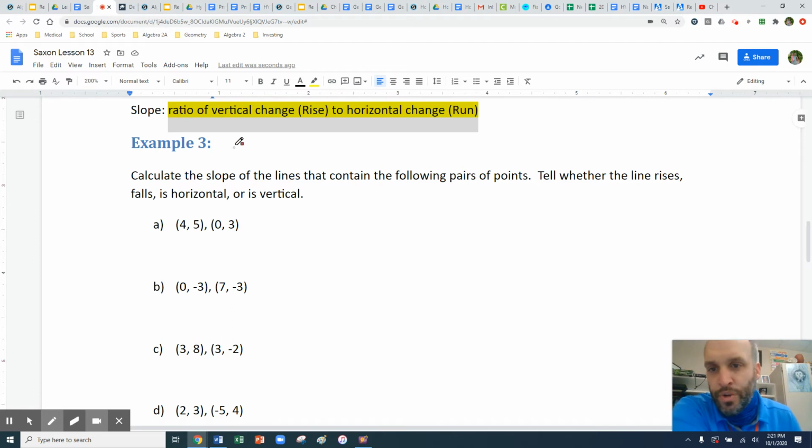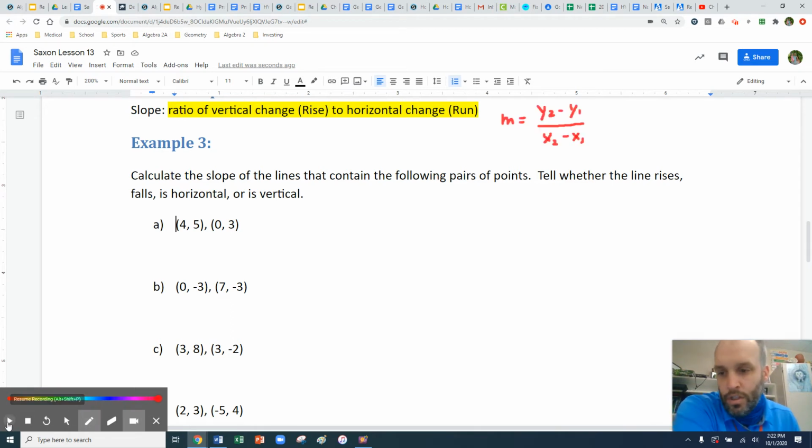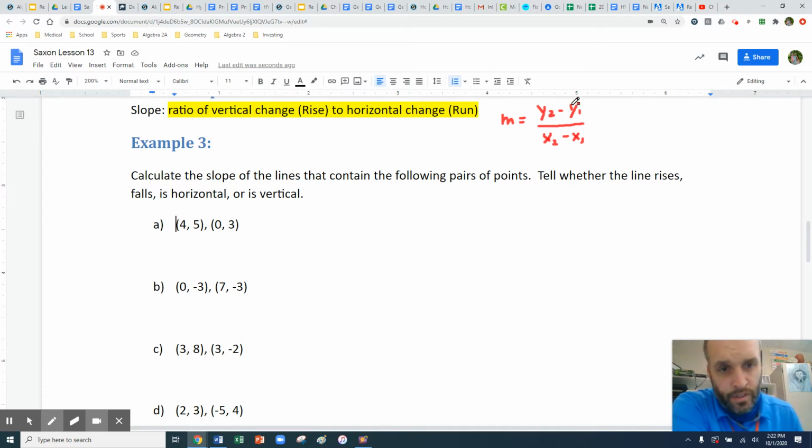Slope's definition is the ratio of vertical change compared to horizontal change. And sometimes that vertical change is called the rise, horizontal change is called the run. So it's a rate of change of how your line is traveling from point to point. To calculate our slope, we're going to take y2 minus y1 over x2 minus x1. So we're going to take the difference in the vertical coordinates, which are the y's, over the difference in the horizontal coordinates, which are the x's. And then anytime we have a fraction, we'll look to simplify as much as possible.